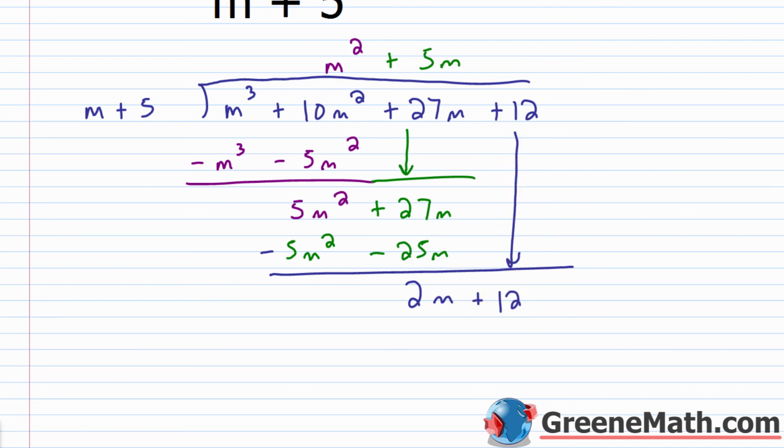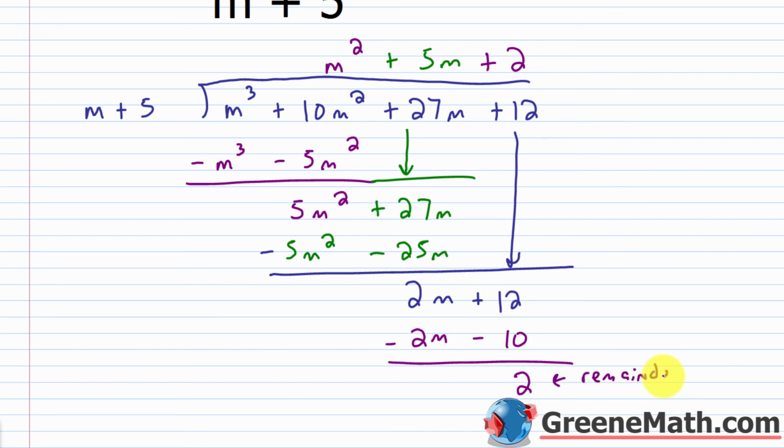And we're going to do one final time, leading term into leading term. So m into 2m. You think about 2m divided by m. The m's would cancel. You'd be left with 2. So then 2 times m would be 2m. And then 2 times 5 would be 10. So we subtract this away. So this becomes minus, and this becomes minus. And we can just add. 2m minus 2m is 0. 12 minus 10 is 2. Nothing else to bring down. This is a remainder.